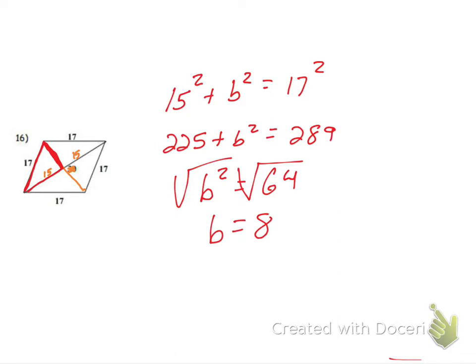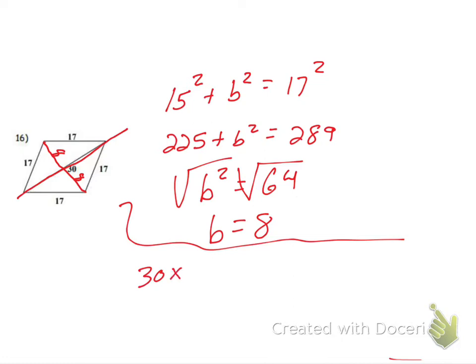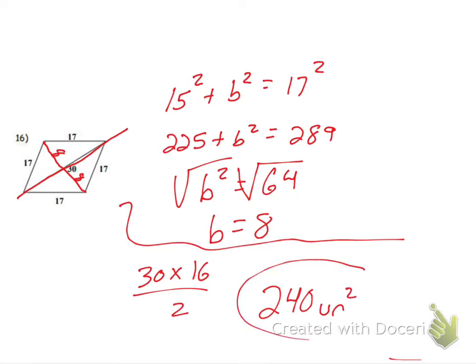So then, after finding that out, I know that each one of these is 8 and this is 8. So now I have my original diagonal of 30, which is right here. So that would be 30 times 8 plus 8, which is 16, over 2. So 30 times 16 is equal to 480. I'm going to divide that by 2, and I'm going to get 240. That's going to be units squared.